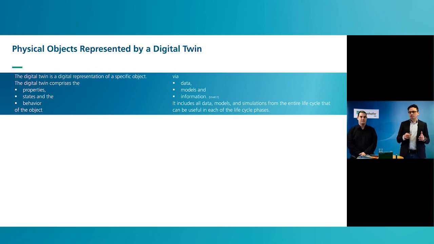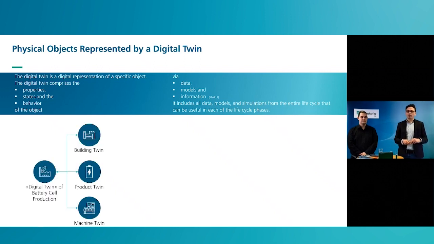But if you set up a twin that you want to use to predict the quality of your product, then you might have totally different data, information, models, and simulation in your twin. And this is covered by this definition. And what I already said in the beginning of the presentation is that you have different kinds of physical objects that are represented by the digital twin.